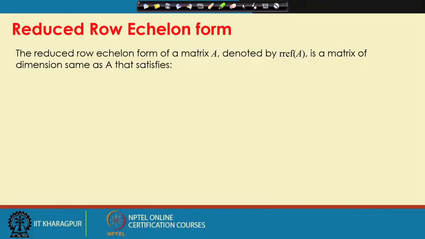So, we will see how this method can be applied to solve A x is equal to b, and also how we can get A inverse using this method. First, we start with the reduced row echelon form.